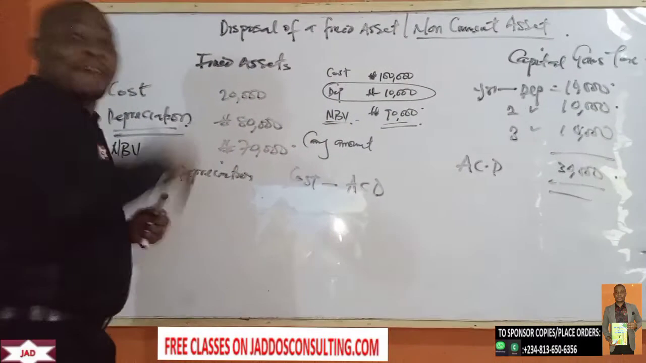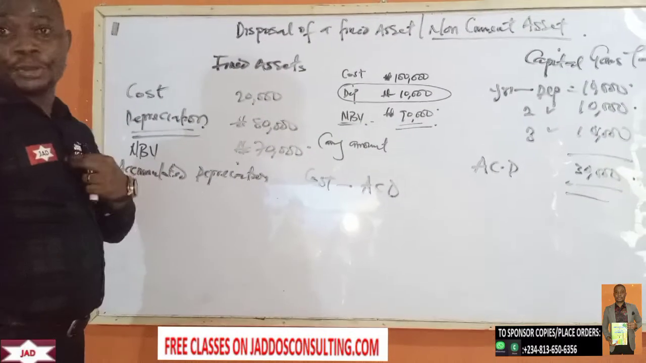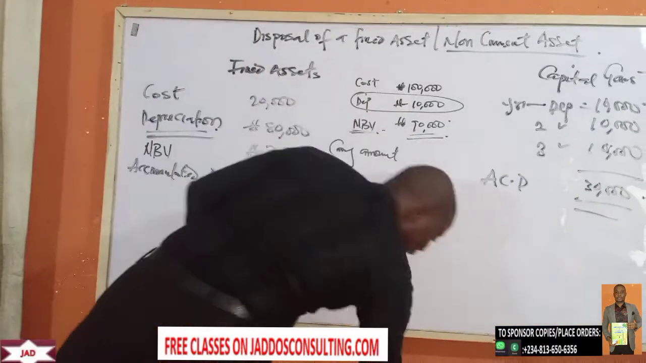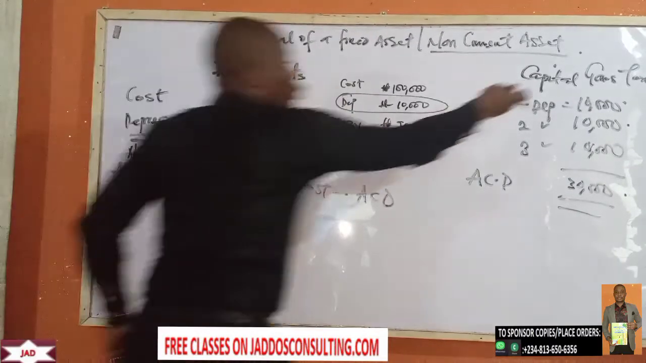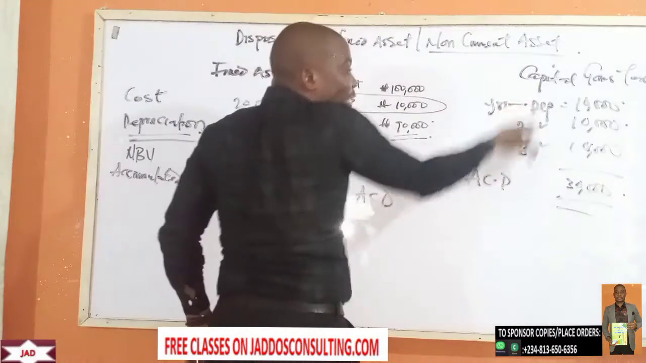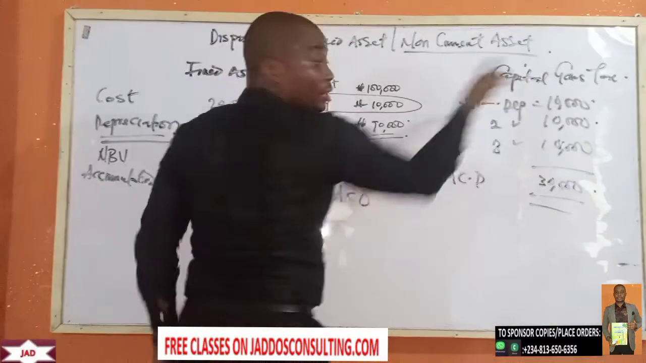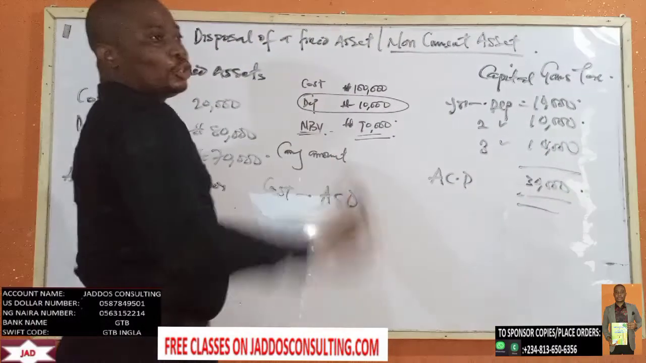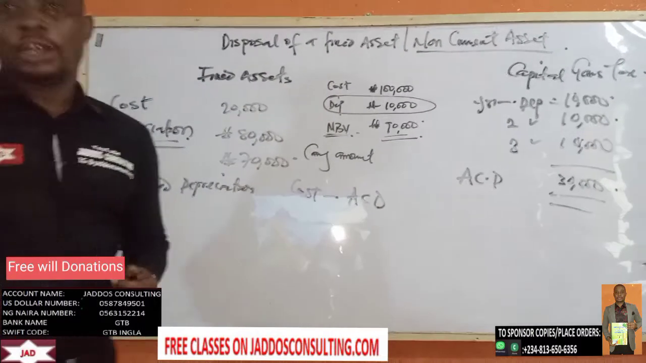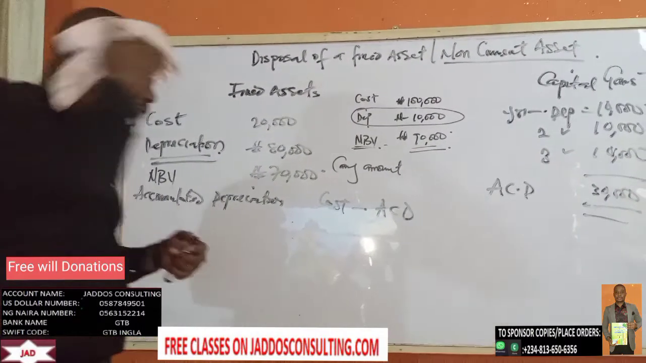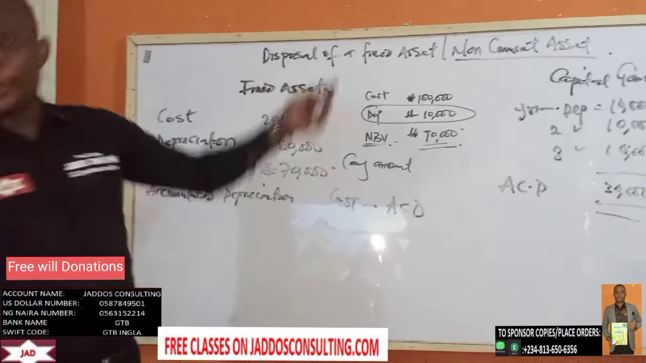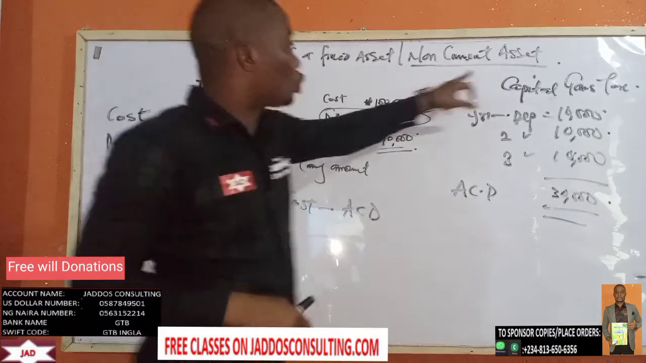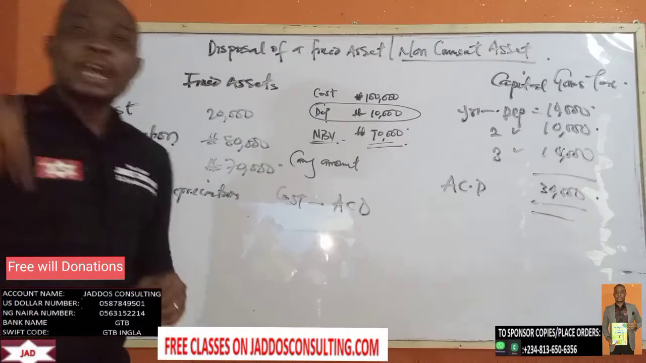70,000. So you can have carrying amount or net book values at various periods. Now, as an accountant, we are saying that you are selling the asset within any of these periods. You can sell it at the end of year 1, at the end of year 2, or at the end of year 3. By the time you're selling it, you either make a profit or you make a loss. So when you sell the fixed assets within the periods, that is called disposal of fixed asset, or disposal of non-current asset.